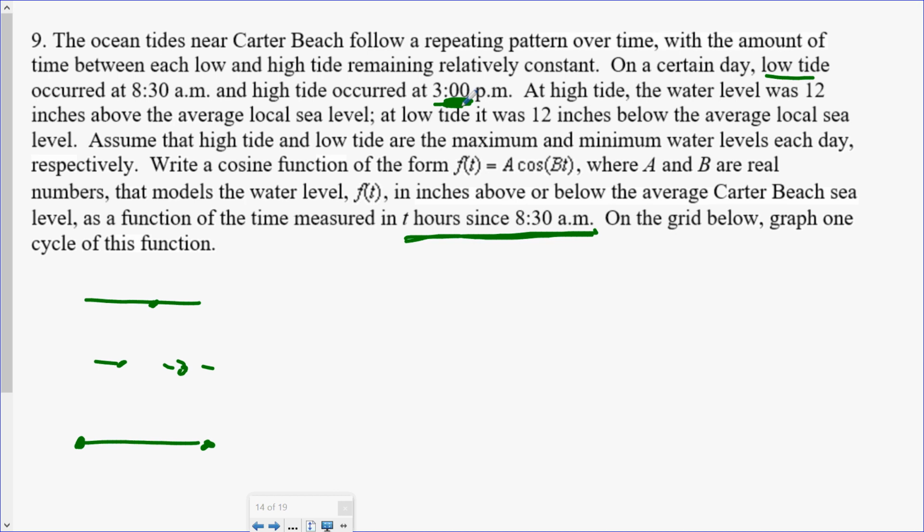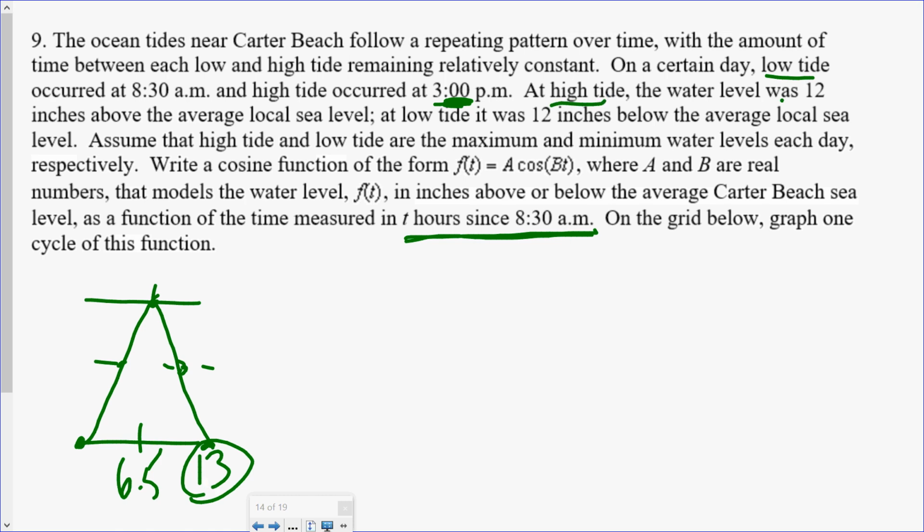Now, its low tide is 8:30, and its high tide is 3 o'clock. So how many hours after 8:30 is 3 o'clock? Well, 1 hour would be 9:30, 2 hours would be 10:30, 3 hours would be 11:30, 4 hours would be 12:30, 5 hours is 1:30, 6 hours is 2:30, 6.5. So this is going to be time 6.5. And since that's half of the wave, it's going to take 6.5 more hours to get to the end of the wave. So my period is going to be 13.